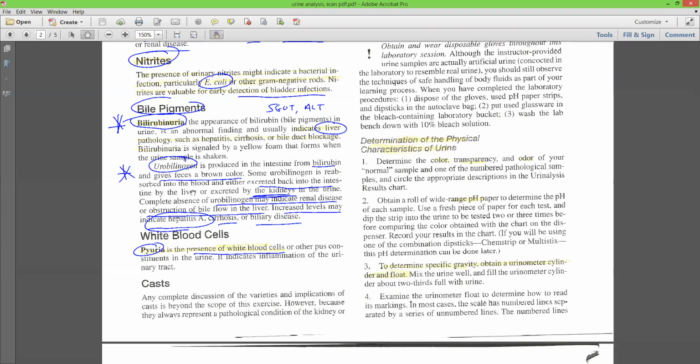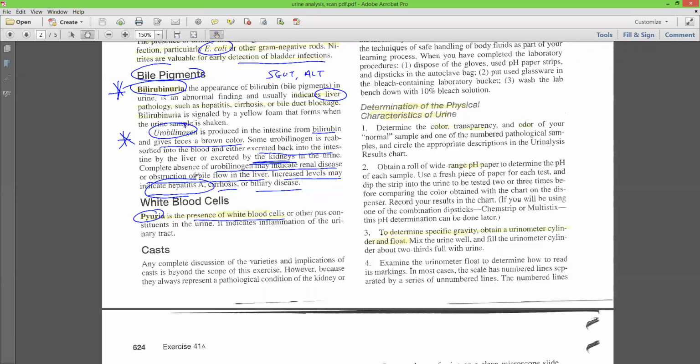Okay, urobilinogen is produced in the intestine from bilirubin, giving it that brown feces color. So if you find urobilinogen in the urine, then also think liver, like hepatitis or cirrhosis.